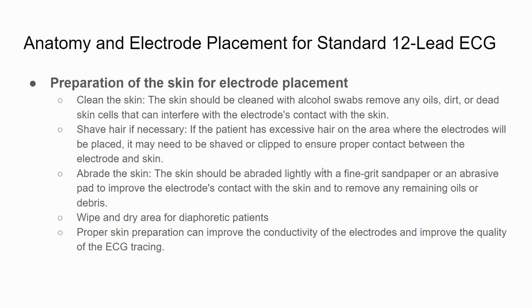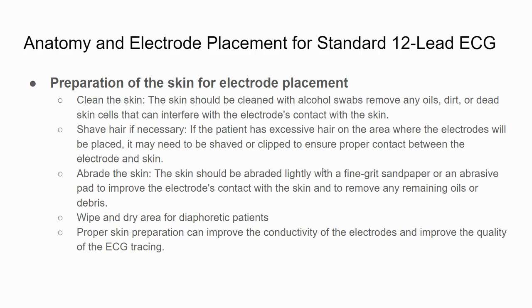So before applying the electrodes, it'll be extremely important to prepare the skin. This won't be for all patients, but for many patients, you'll have to do some sort of skin preparation. So first, you're going to want to clean the skin. We can use our alcohol swabs to remove any oils, dirt, dead skin cells, all of which can interfere with the electrodes' contact with the skin. You'll shave the hair if necessary, just enough to be able to place the electrodes where you need to place them on the specific landmarks.